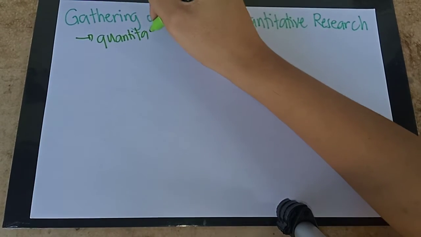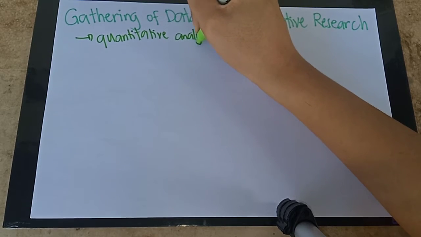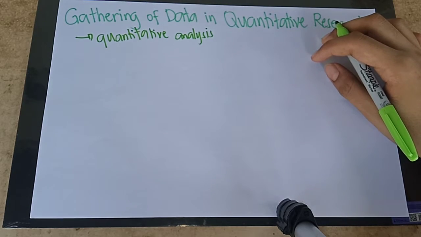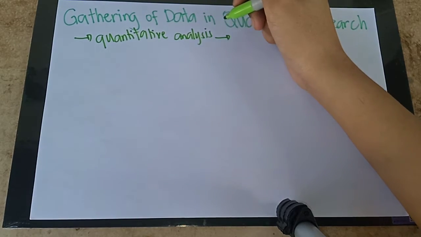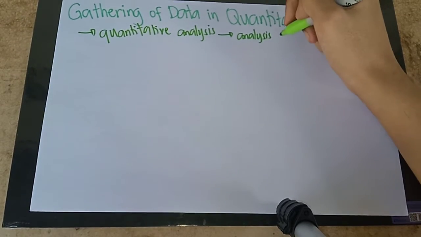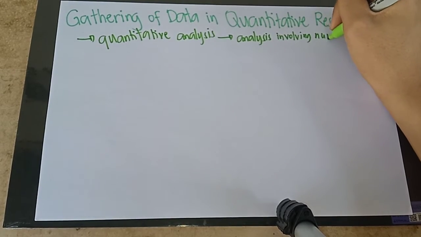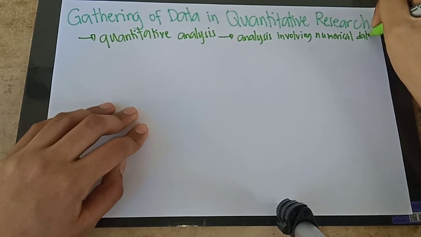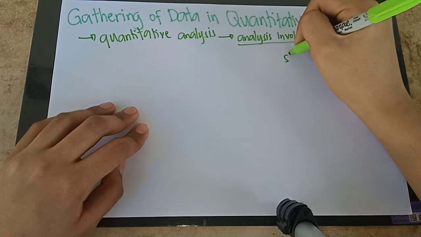Quantitative analysis. Okay? So what is quantitative analysis? Since quantitative research concerns numerical data, it is subjected to quantitative analysis. So quantitative analysis is the analysis involving numerical data. And this numerical data, which is analyzed and interpreted, is actually derived from different statistical treatments.